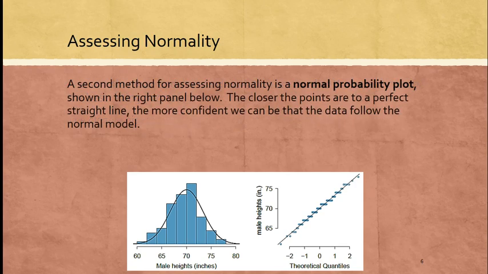A second method, as you can see on the graph on the right, is a normal probability plot. Essentially, the closer these points follow a line, and the line's usually drawn, the more confident we can be that the data are normal.